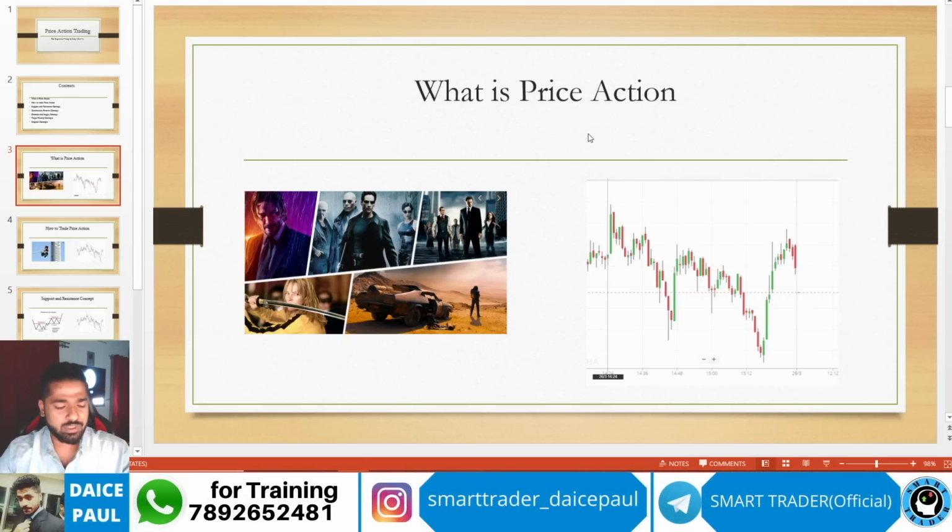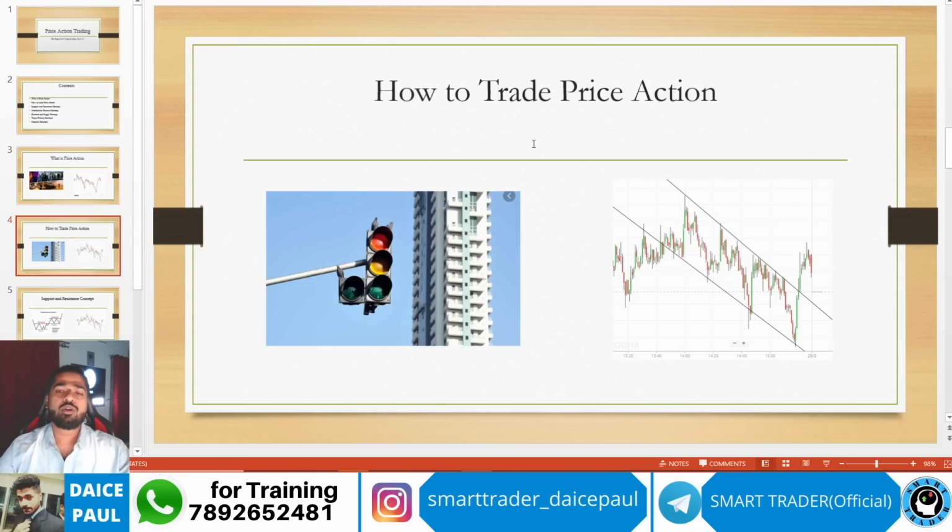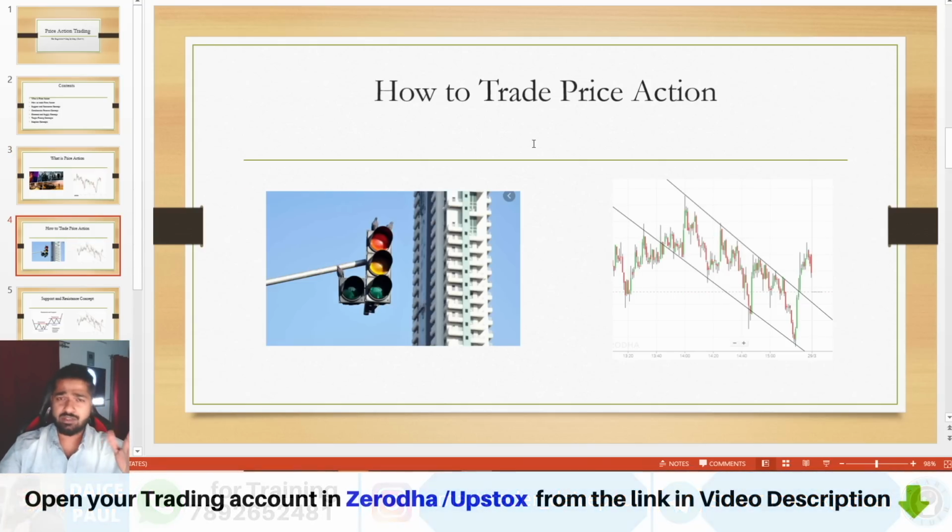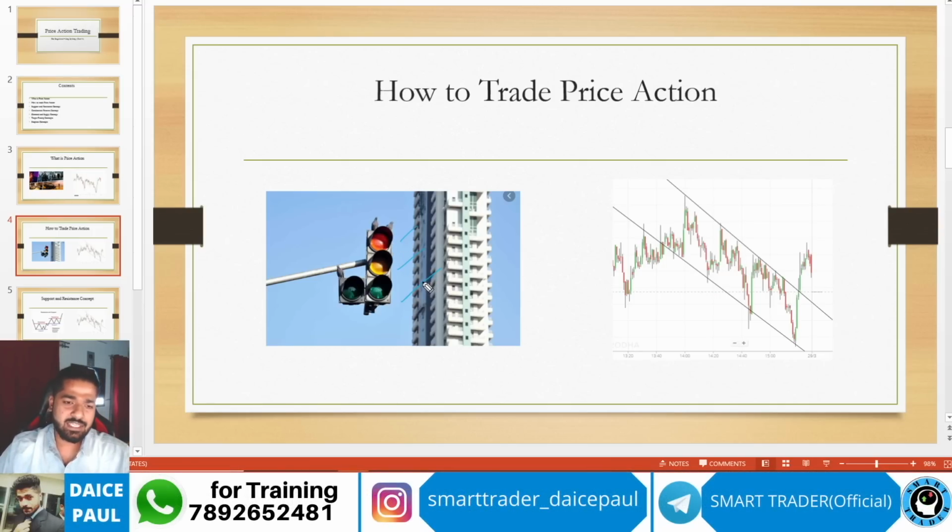Now the general question will be, how to trade this price action? I told you every price action has a story to it. So how do we trade this price action, and can we really take advantage of it? Before that, I would like to give an example of a signal. I know most of you guys would have been driving a car or riding a bike. You would have seen the traffic signal. Let's say in red, you know that you need to stop, or in green, you know you need to go.